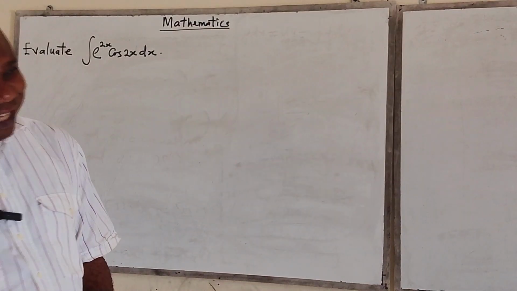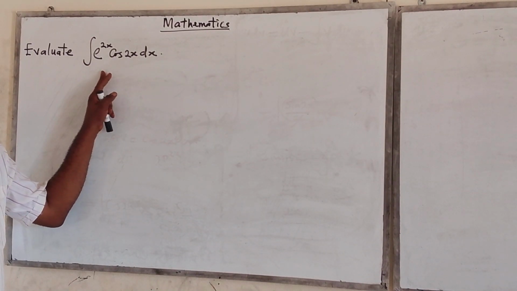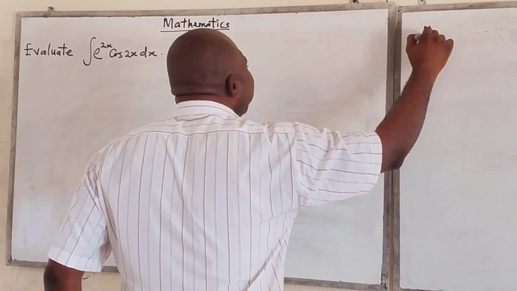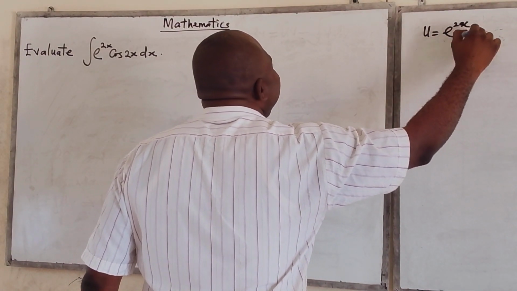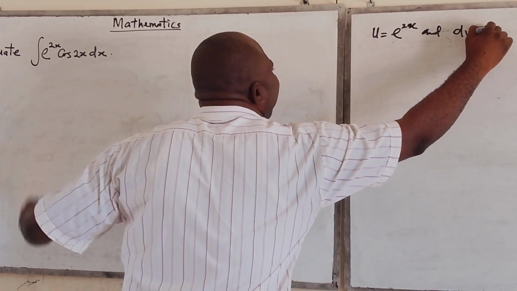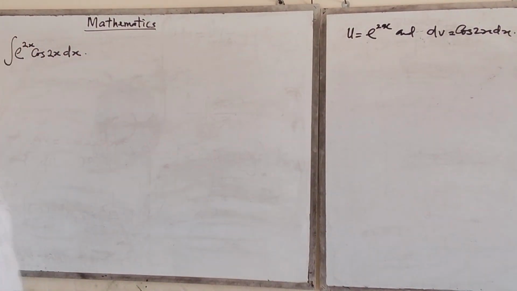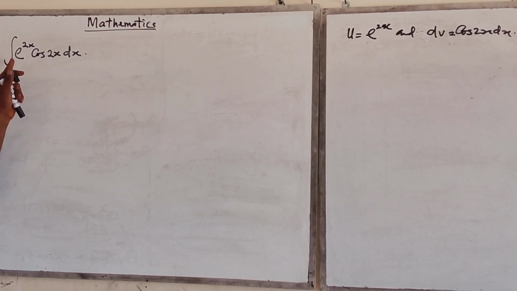In our last class, we looked at integration by parts, and we solved this question taking u to be equal to e raised to the power of 2x and v equal to cos 2x dx. Now, in this class, I want us to take u to be equal to cos 2x and v to be equal to e raised to the power of 2x.